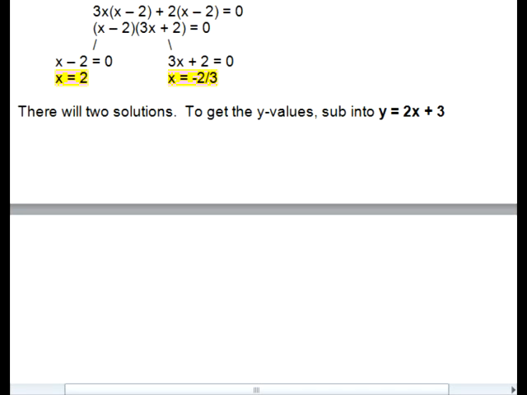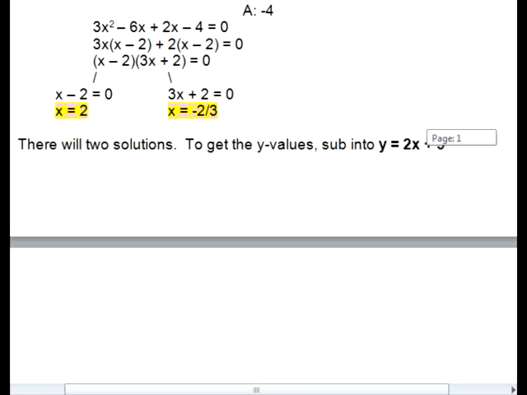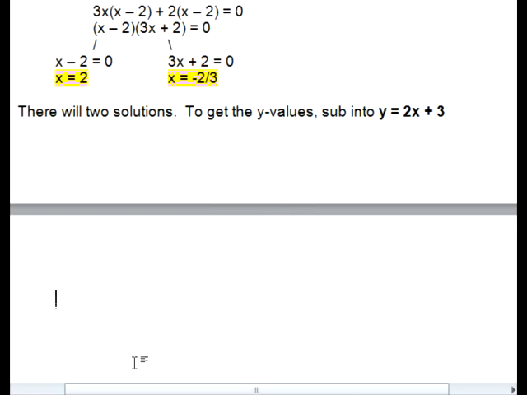So what I'm going to do is sub it into y. On the left, y equals 2 times 2 plus 3, and on the right, y equals 2 times negative 2/3 plus 3. I think that's the same way as we did substitution last year.